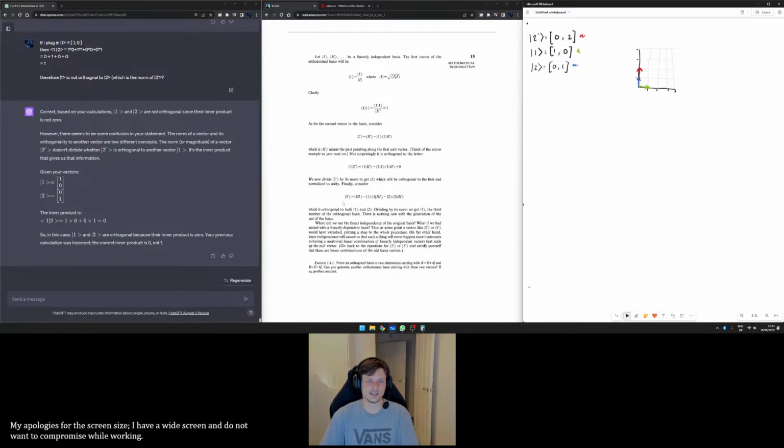Finally consider v3 equal to v3 minus the first basis scaled by the inner product of the first basis and v3, minus the scaling of v2 multiplied by the inner product of v2 and v3, which is orthogonal to both v1 and v2. Dividing by its norm, we get e3, the third member of the orthogonal basis. There is nothing new with the generations of the rest of the basis.